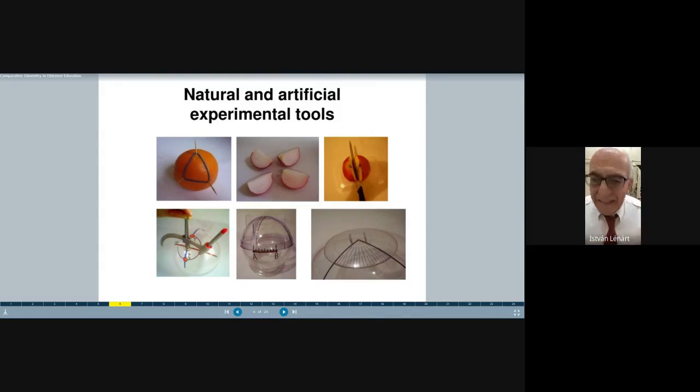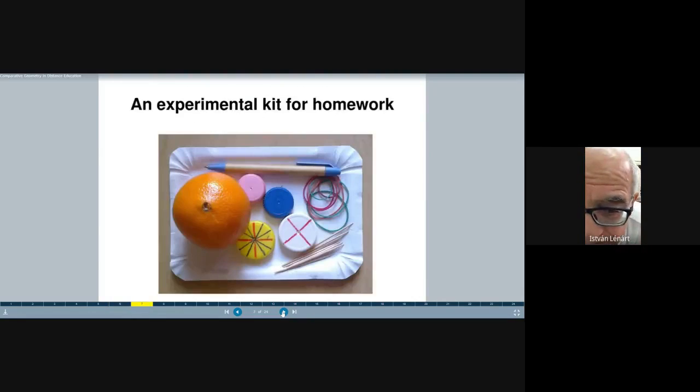Of course, these are very nice tools, and if you have them in your classroom, it is very, very good. But it is not restricted to these tools. As you will see soon, you can make it at home with this orange, with this mandarin, or whatever spherical shapes you find in your environment. Please go up. Here you are. This is a set for experimenting at home.